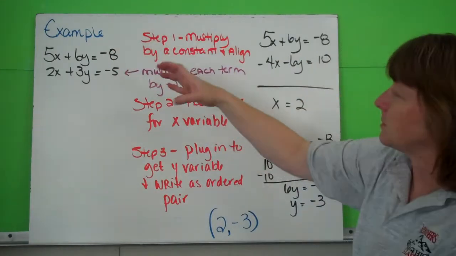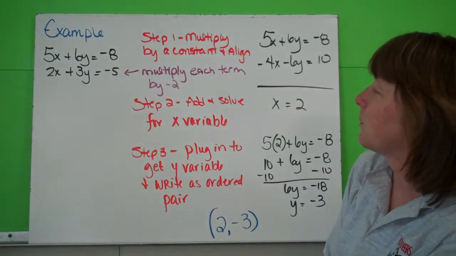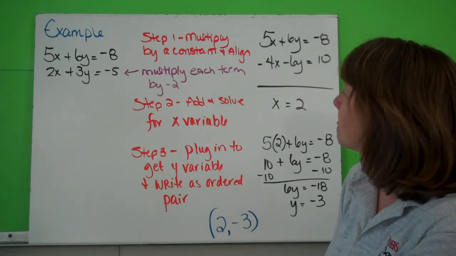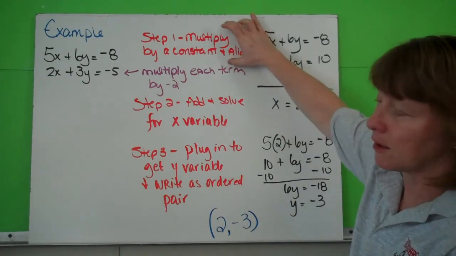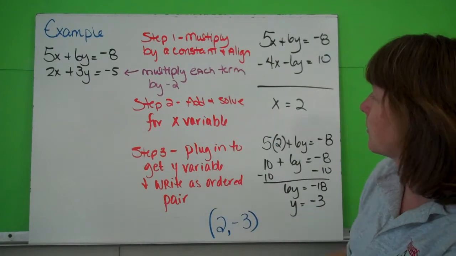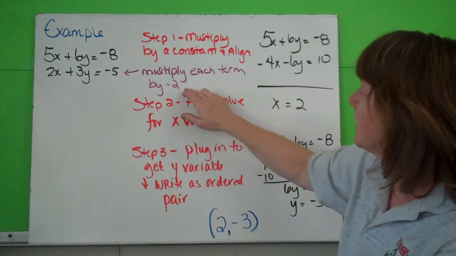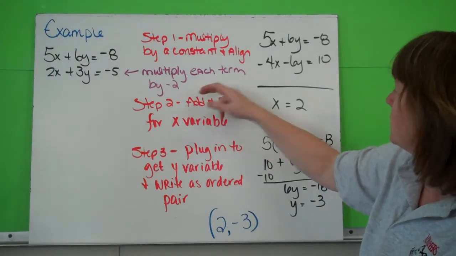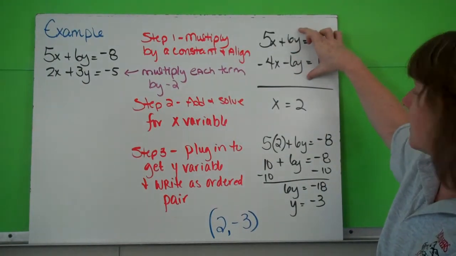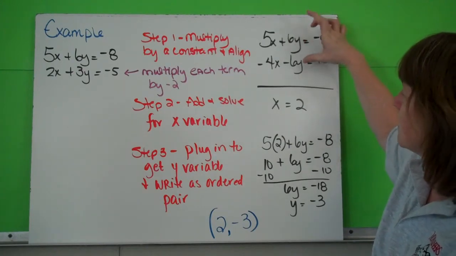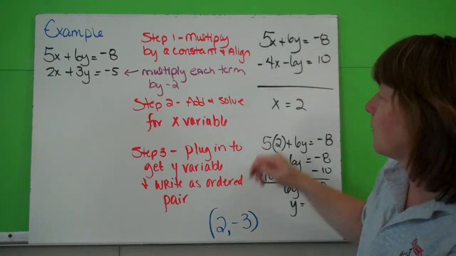Let's look at some problems. This is a problem: 5x plus 6y equals negative 8, and 2x plus 3y equals negative 5. Step 1, multiply by a constant and then align your terms correctly. We're going to multiply each term in the second equation by negative 2. If we do that, we now have the 6 and the negative 6, which will cancel each other out. We have terms that help us eliminate that y.